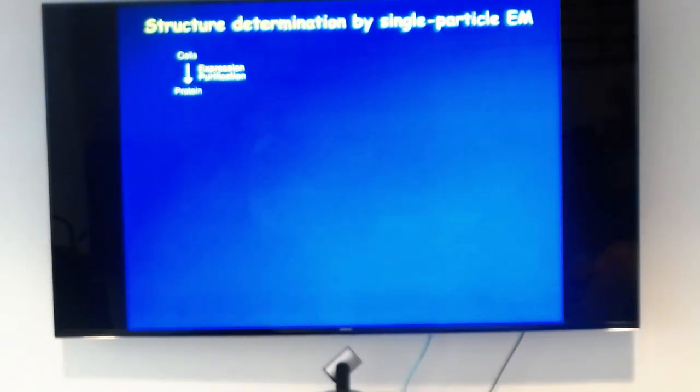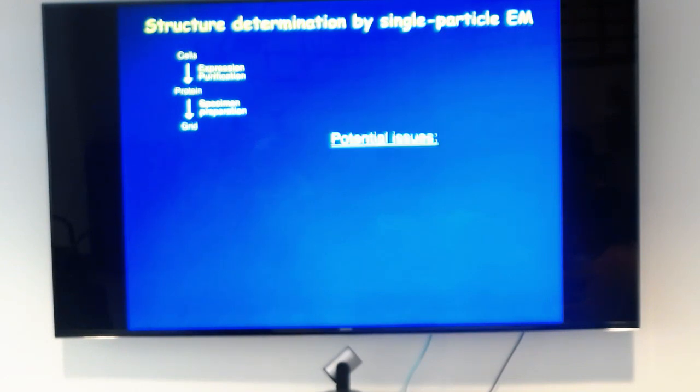So that's the protein, and when you have the protein, obviously what you need to do is prepare it for the electron microscope. You can have all kinds of issues, and the common one is that you have beautiful particles in negative stain, you make a vitrified grid, and there's no particle. All the particles are gone.